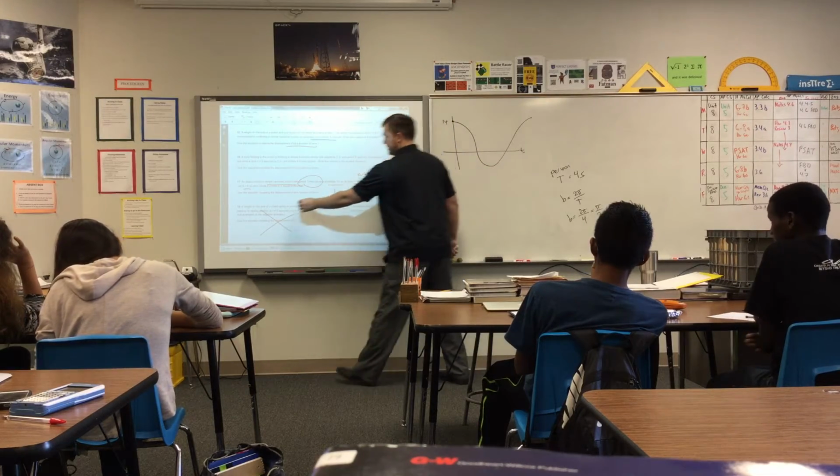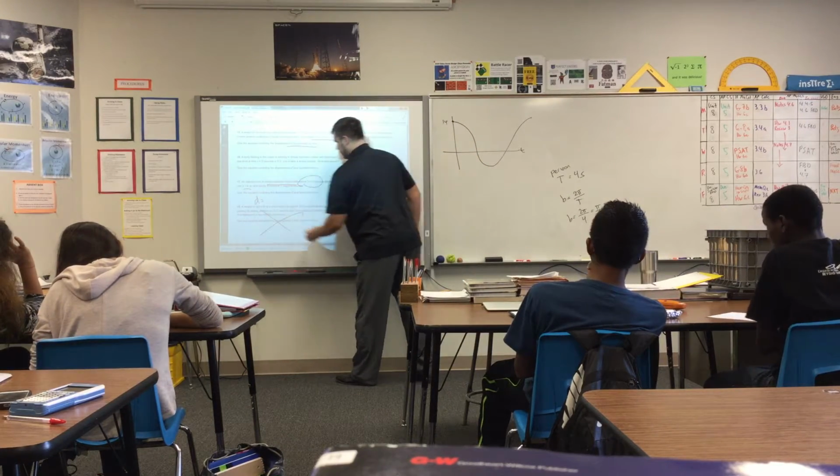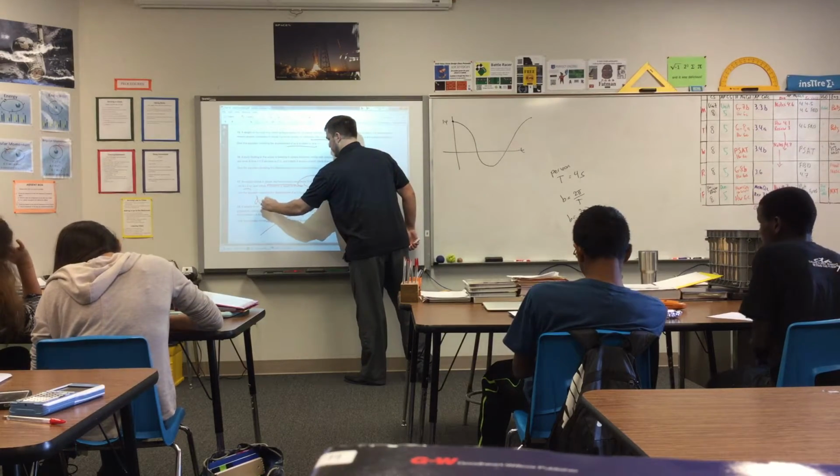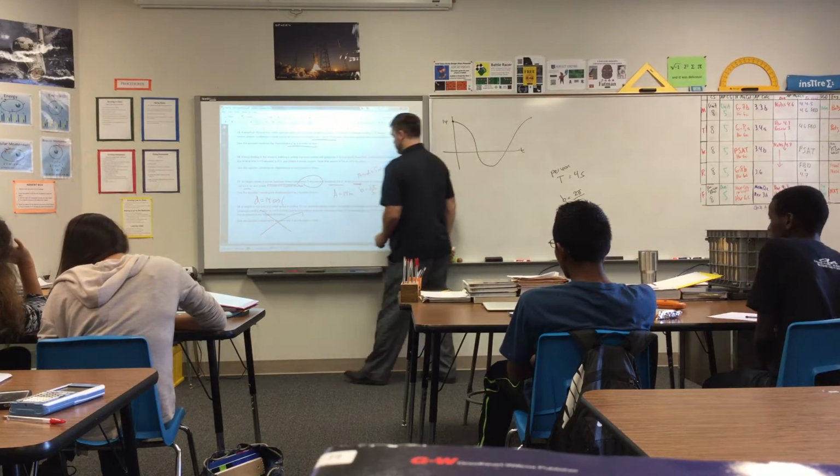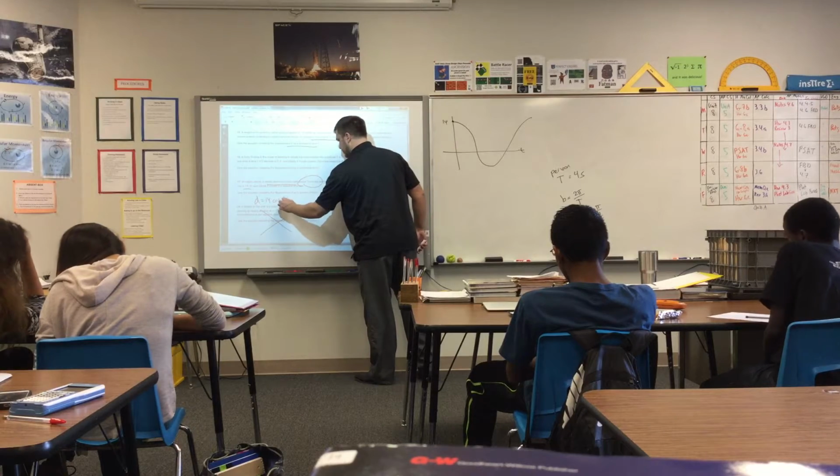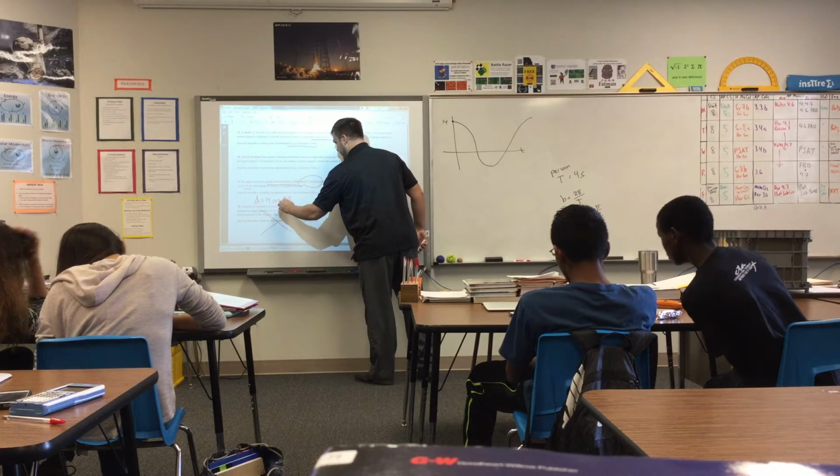So displacement d equals 14 cosine 2 pi over 5 t, right? Yes.